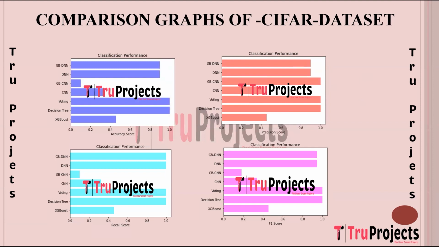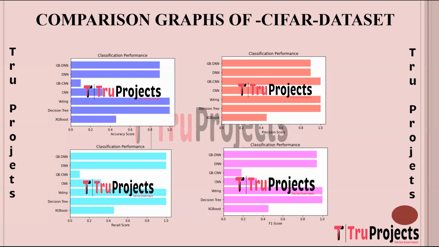Precision is a metric that assesses the accuracy of positive predictions made by the model. It calculates the ratio of true positives, correctly predicted positive instances, to the total number of positive predictions, true positives plus false positives. This is the recall comparison graph. On the x-axis we have recall score and on the y-axis we have algorithm name.